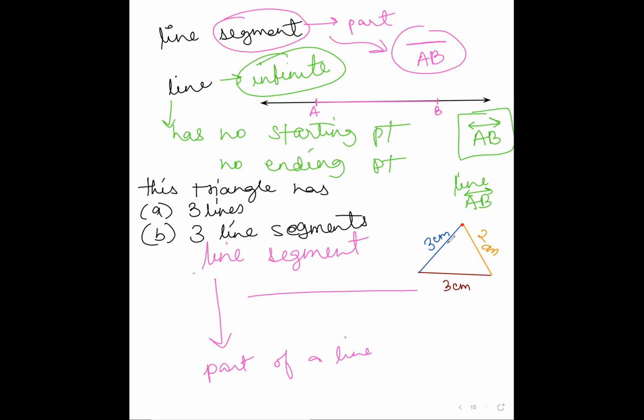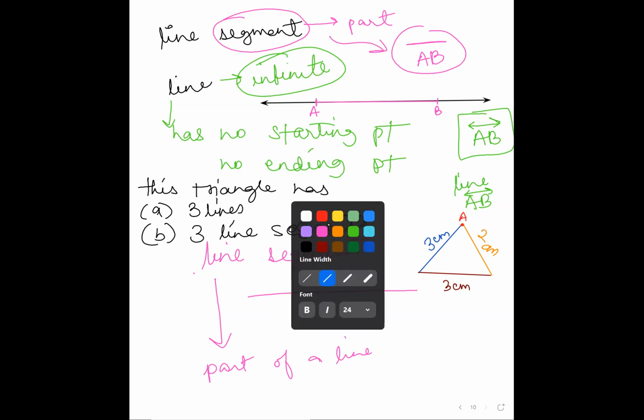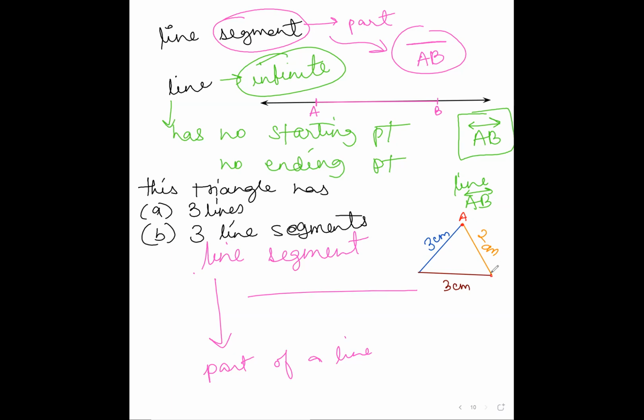Or you can say that these 2 line segments, the blue one and the orange one, are intersecting at this point A. Then the orange line segment and the brown line segment are intersecting at the point B, and the brown and blue line segments are intersecting at the point C. So that is why we call this a triangle, and this is how we label it, or this is a symbol for triangle. Okay, triangle ABC.